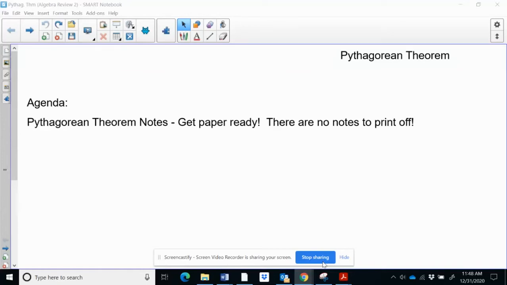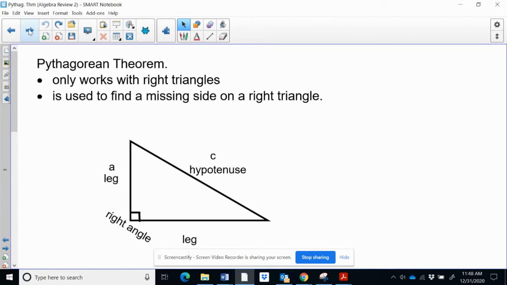All right, good morning, geometry students. Today we are going to talk about the Pythagorean theorem. You maybe did this last year in Algebra 1, you maybe didn't. I'm not sure where you ended. So there's nothing to print off, just get some paper ready and we are going to begin.